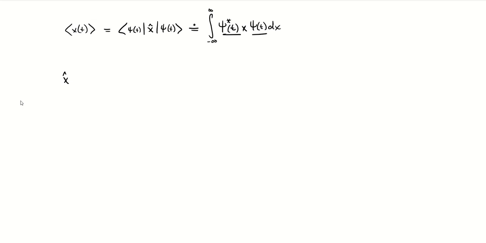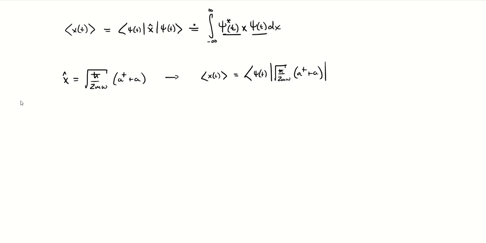So if we recall, the x operator can be written as the square root of h bar over 2m omega, times the raising operator plus the lowering operator, right? So this means that we can write our expectation value for position as a function of time as psi of t with that operator inside, h bar over 2m omega, a dagger plus a, psi of t, right?